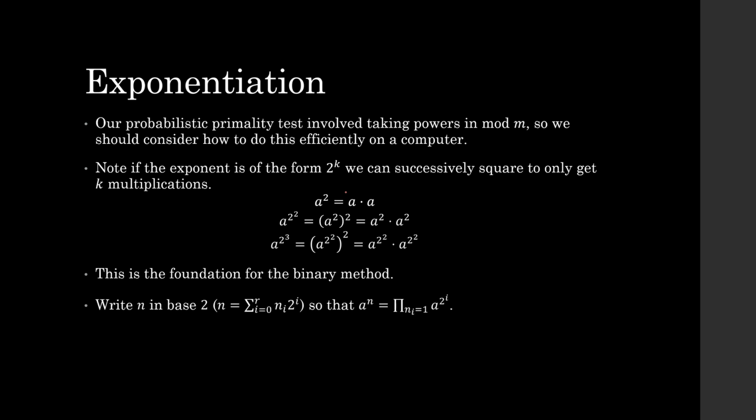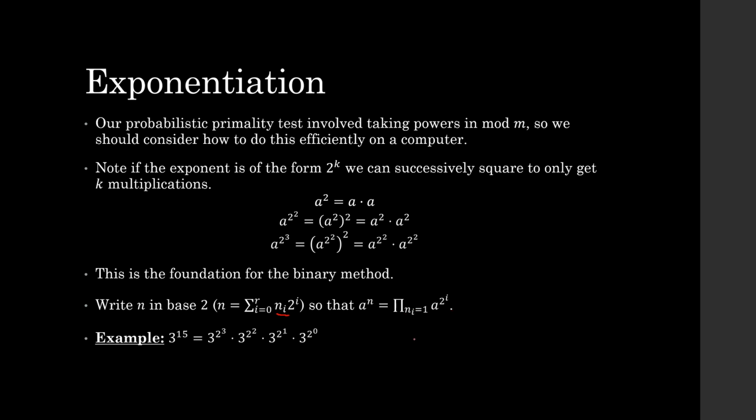So we're going to write n in base 2, so that n is the sum of n_i times 2 to the i, and n_i is only going to be 0 or 1. And we're only really interested in the ones where n_i is 1, because if it's 0, we just get rid of all that. So that we've got that a to the n is just going to be the product of a to the 2 to the i for each of the n_i's that are equal to 1, right?